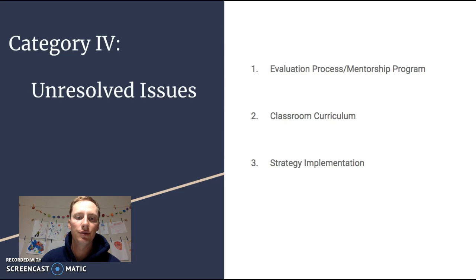Some unresolved issues here that still probably need to be dealt with are the evaluation process and the mentorship program. If there's not one established in this district, then something needs to be developed to help incoming teachers. And then also our evaluation process probably needs to be looked at again. Maybe we're not using the correct program, or maybe we're not using the correct walkthrough strategies to effectively help our teachers. And then classroom curriculum.